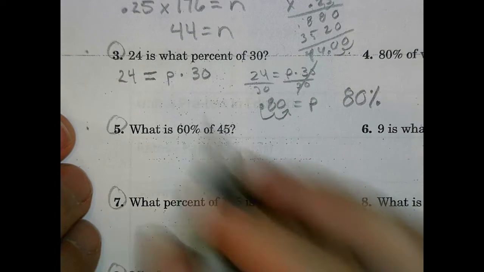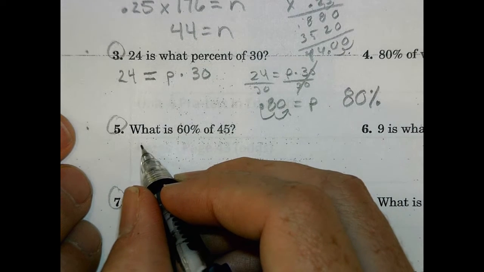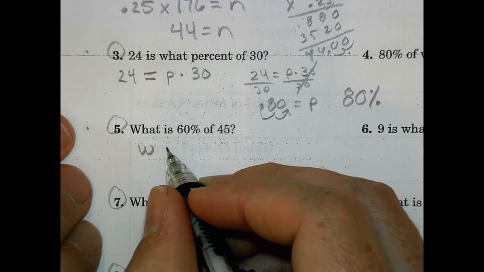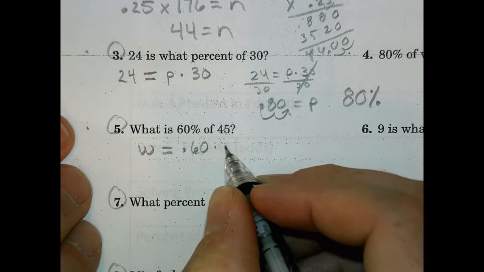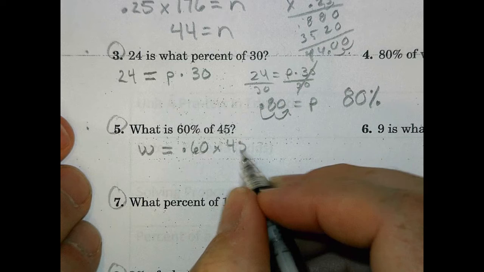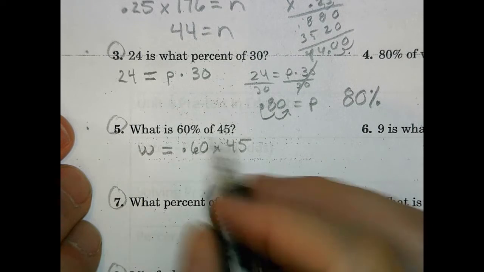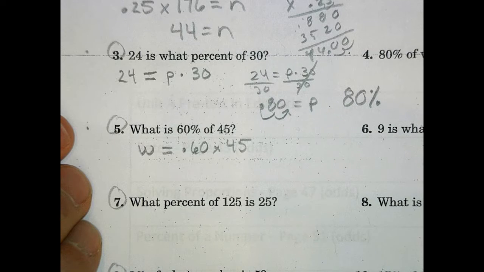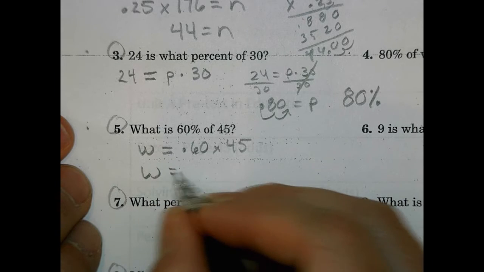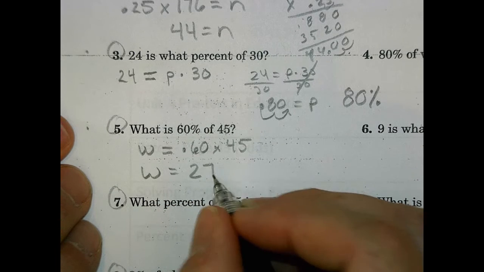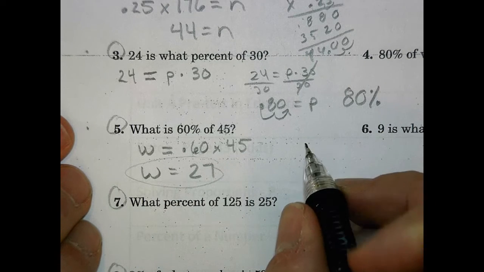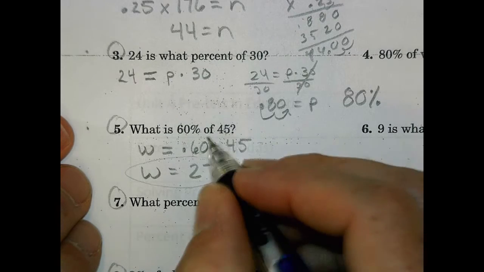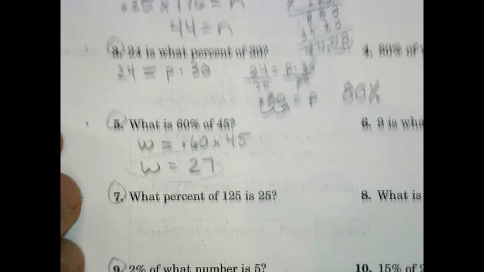Number 5. What is, so what, we don't know, so we can call it W, equals 60%, 0.60 of, multiply 45. So my equation is pretty straightforward. I'm going to multiply 45 times 0.6. So 0.60 times 45 is going to be equal to 27. So what is 60% of 45? 27. So 27 is 60% of 45. Okay? So that means part of it. That's the part. That's the whole. If you're thinking about the part, whole equation again, that's what that is.